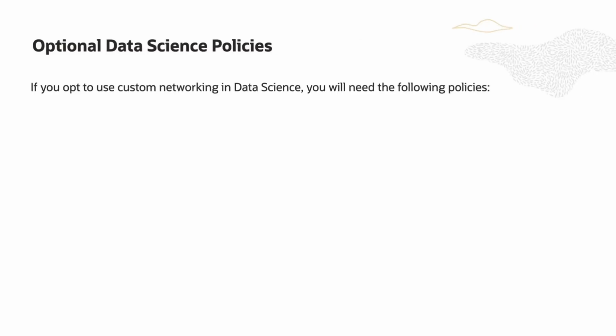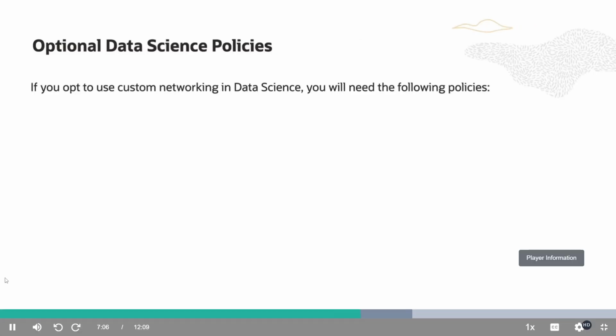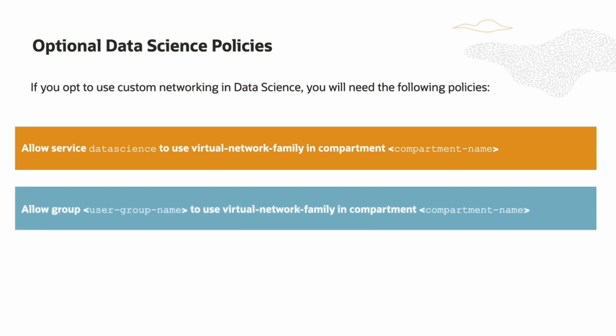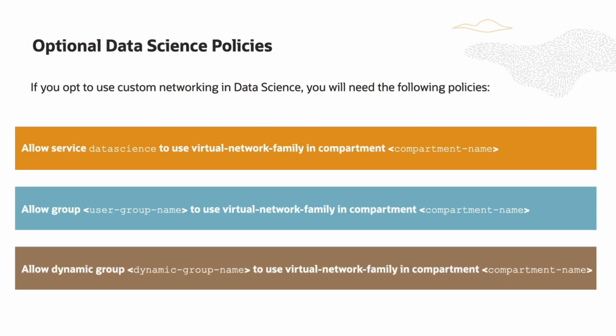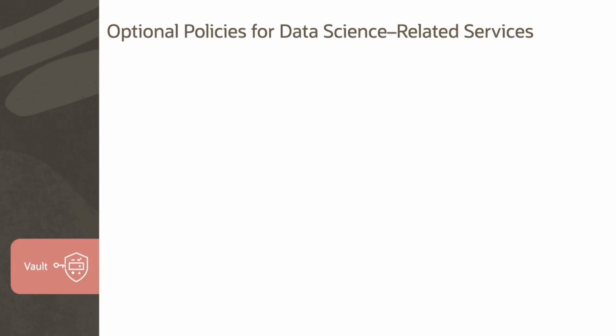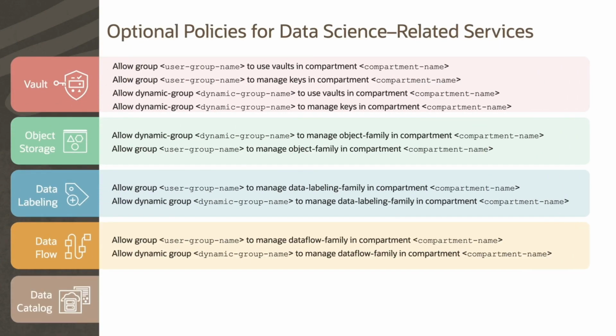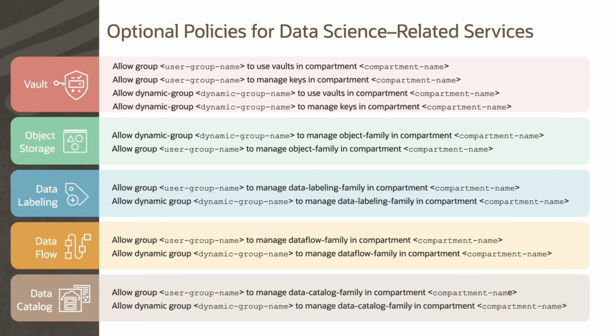If you plan to use custom networking in data science, which is discussed in depth in the next lesson, you will need the following policies. Allow the service data science to use virtual network family in your compartment. Allow your user group to use virtual network family in compartment. And allow dynamic group to use virtual network family in compartment. The following policies are useful for accessing services related to data science, so you might find it useful to pause the lesson here and take note of them.